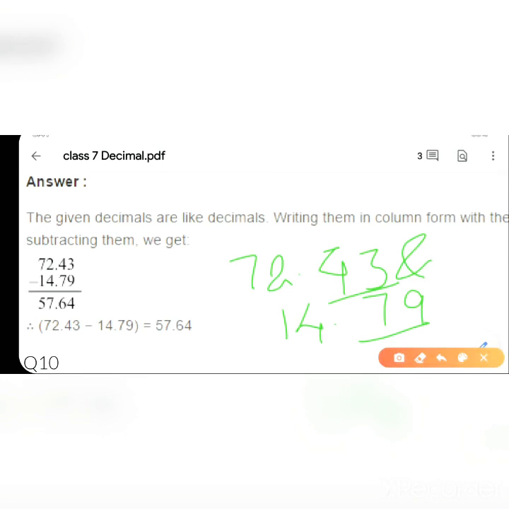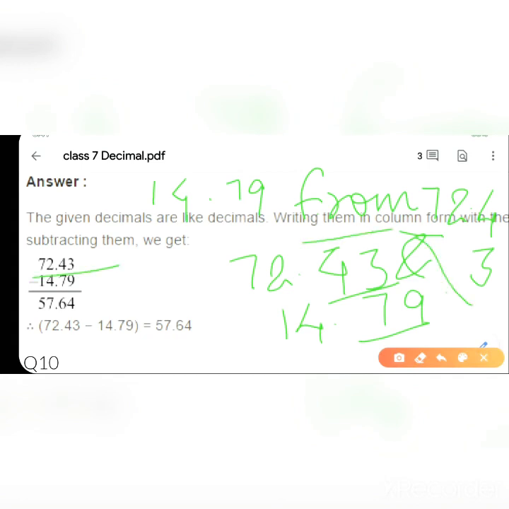Always remember, the number before which the word from is written would be on the top, and the remaining would be below that. Like in the question, it is written that subtract 14.79 from 72.43. 72.43, I'm writing it on top, and 14.79 below it. So the number before which the word from is written, you have to write it on the top, and the remaining number you have to write below, and then you have to subtract.